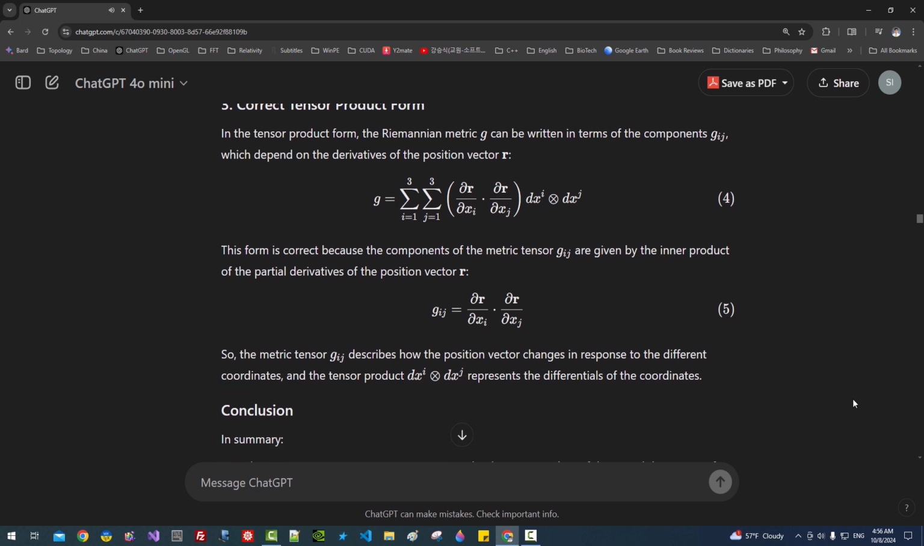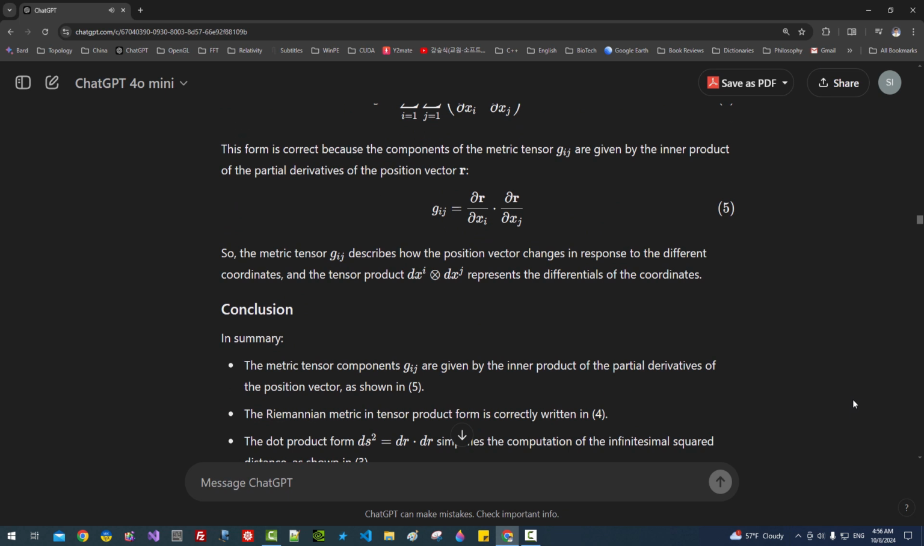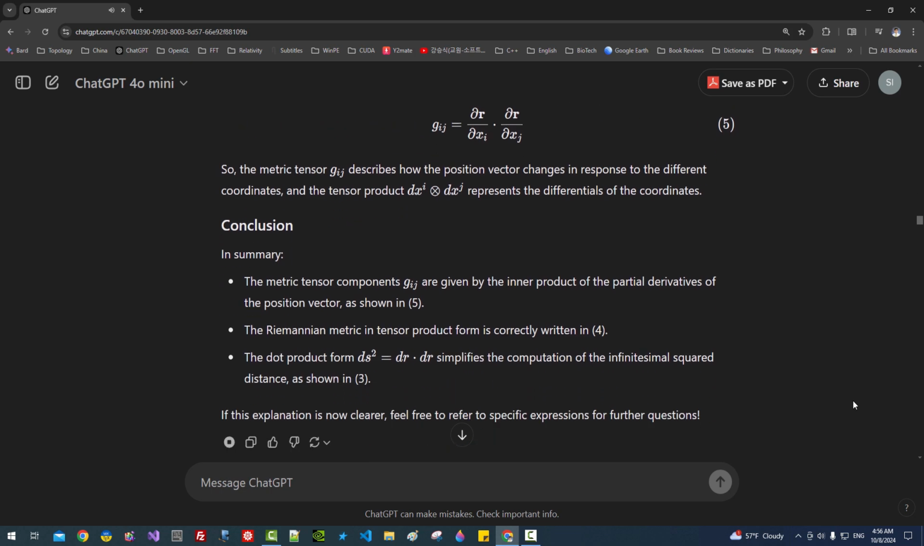This form is correct because the components of the metric tensor g_ij are given by the inner product of the partial derivatives of the position vector r. g_ij equals ∂r/∂x_i · ∂r/∂x_j, tag 5. So, the metric tensor g_ij describes how the position vector changes in response to the different coordinates, and the tensor product dx^i ⊗ dx^j represents the differentials of the coordinates.